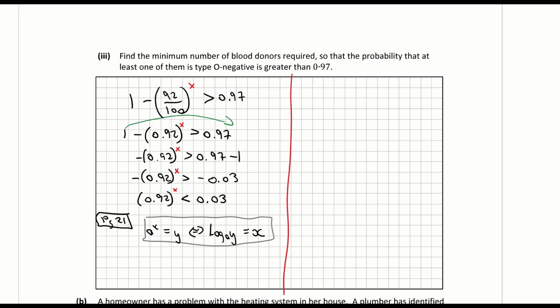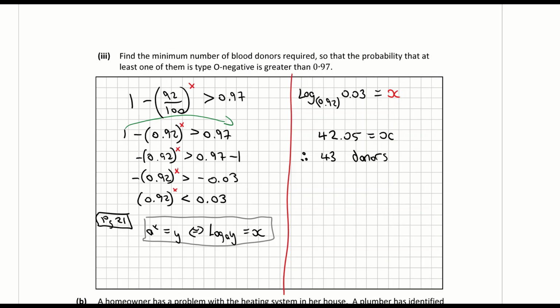And if I fill that in, my base a is 0.92 and my y is 0.03. And that's equal to my x, and my x is my power. We've called it x, so it doesn't matter what letter you called your power. Going to my calculator and typing that in gives me 42.05 as my value for x. Now the question wants us to find what's the minimum number of blood donors. Just be careful, your answer there is not 42. Your answer is 43 donors.